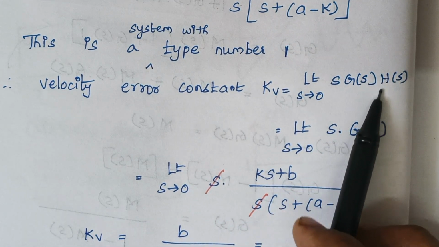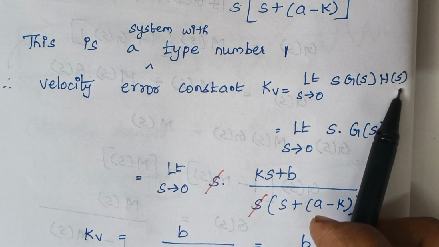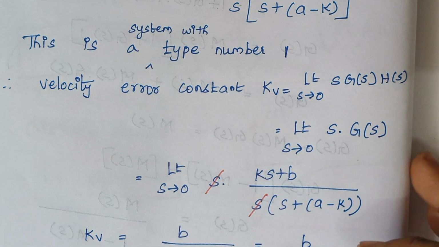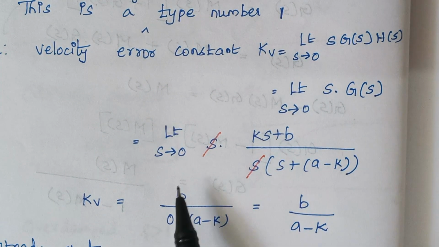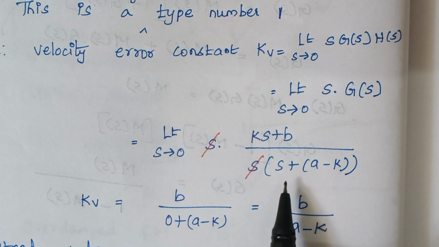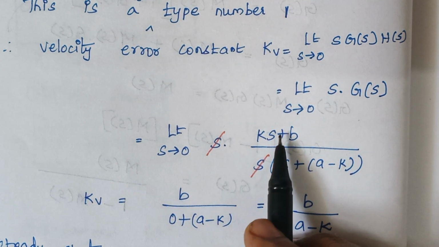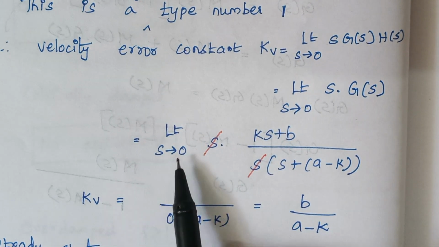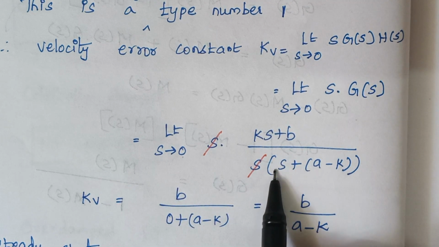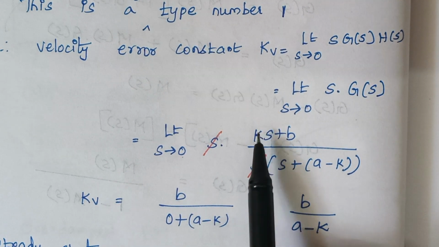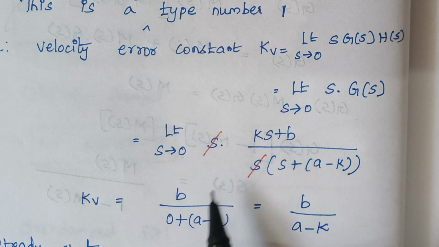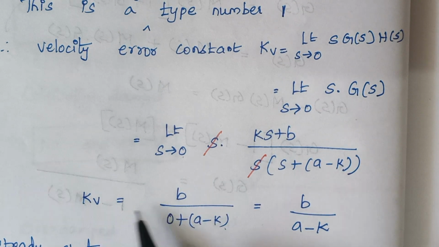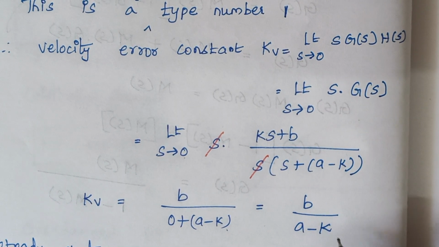So we know the value of h of s is 1 because it is a unity feedback system, and the value of g of s we had already found out. So just substitute the values here. Once you substitute the value, you see these two s terms get cancelled and the remaining terms are ks plus b divided by s plus a minus k, right? And the next thing is we have to substitute the value of s equal to 0 here. So when you substitute s equal to 0, this term reduces to 0. So 0 plus b, which is b, divided by 0 plus a minus k. And finally we are having the value of Kv as b by a minus k, right?